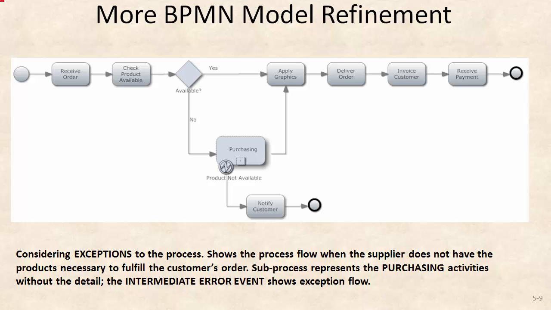We receive the order from the customer, check product available, and then we have a gateway with 2 options. If the product is available, we apply graphics, deliver the order, invoice the customer, and receive payment. If the product is not available, we go down the no path out of the gateway, and we go into the purchasing sub-process. That purchasing sub-process, if it works correctly, produces the product, and then we can complete the process.